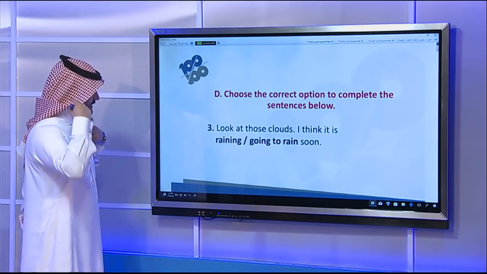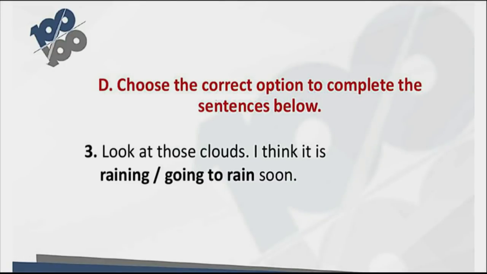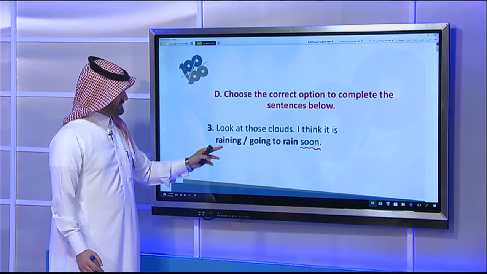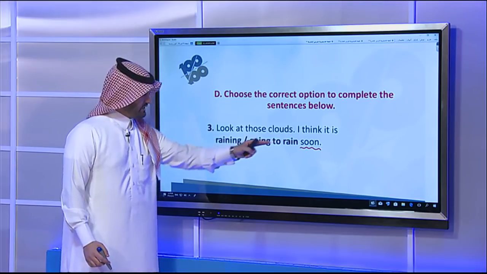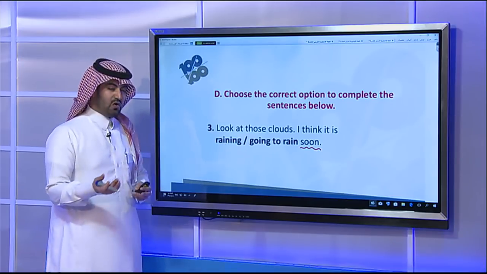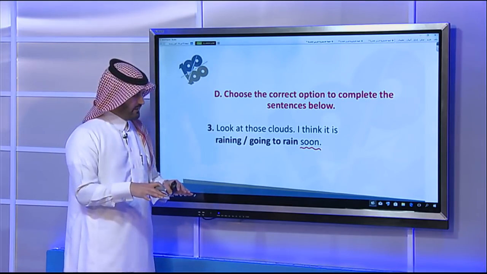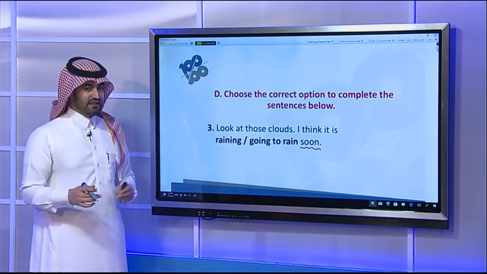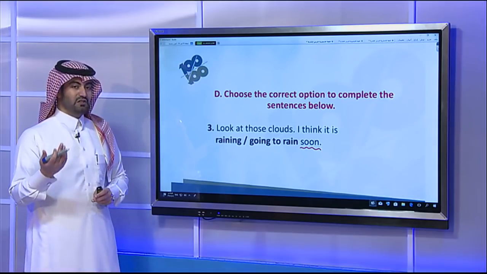Let's move to number three. Look at those clouds. I think it's raining. Or, I think it's going to rain soon. Okay? Look at those clouds. I think, my opinion, it is raining or going to rain soon. Also, soon, in the near future. When I say it is raining, here I use the verb is and raining, present progressive. We use it for a future arrangement or something happening now, okay?